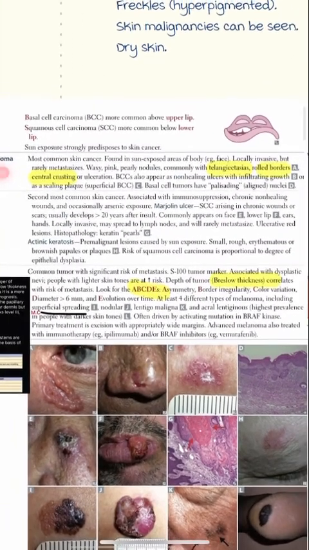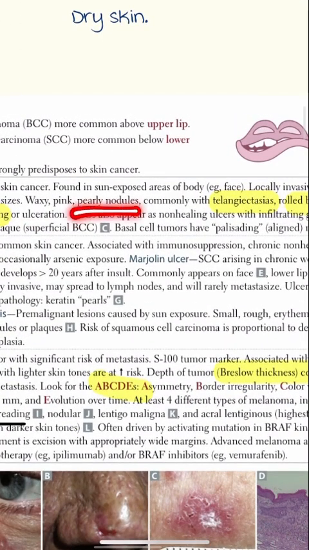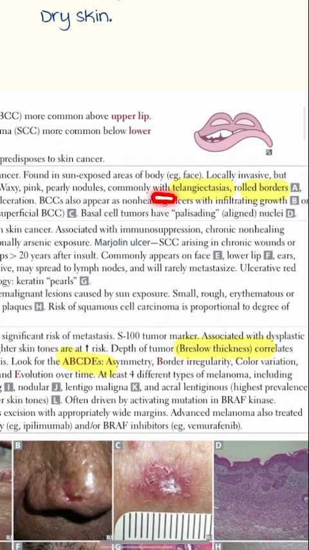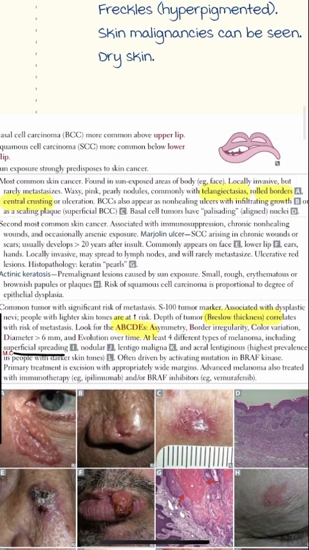Basal cell carcinoma. It is the most common skin cancer. It is found in sun-exposed areas of the body, which is the face. It is locally invasive but rarely metastasizes. Waxy, pink, pearly nodules, commonly with telangiectasias, rolled borders, and central crusting or ulcerations are seen. These are the buzzwords: telangiectasias, rolled borders, and central crusting or ulceration.